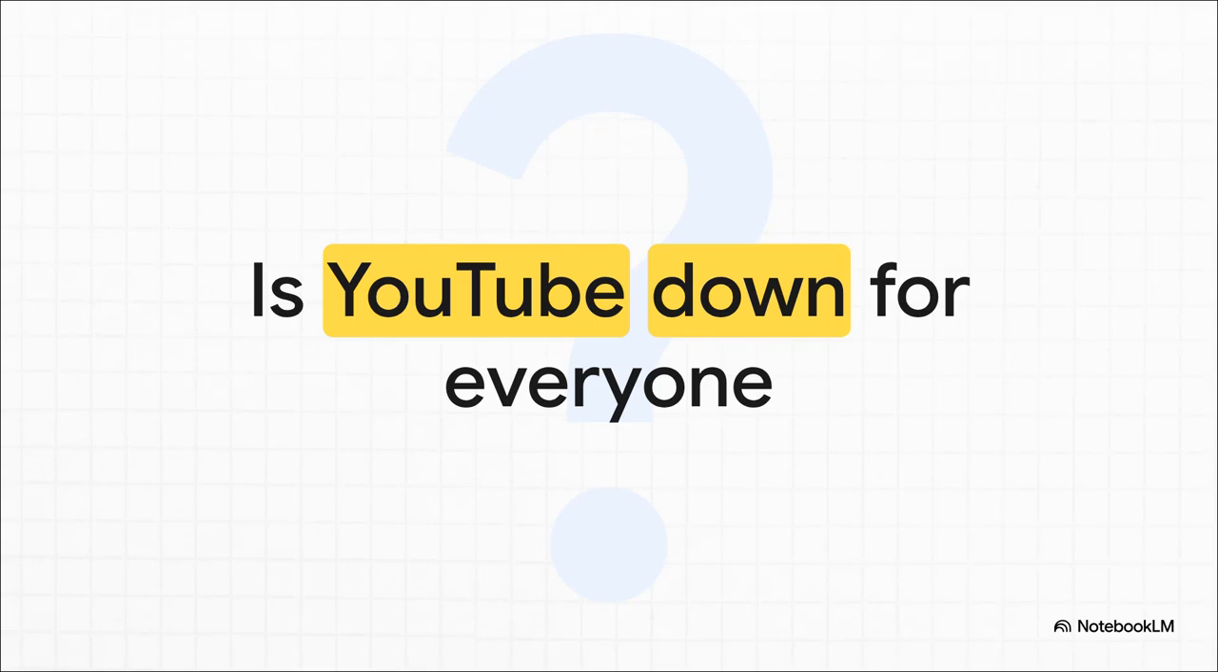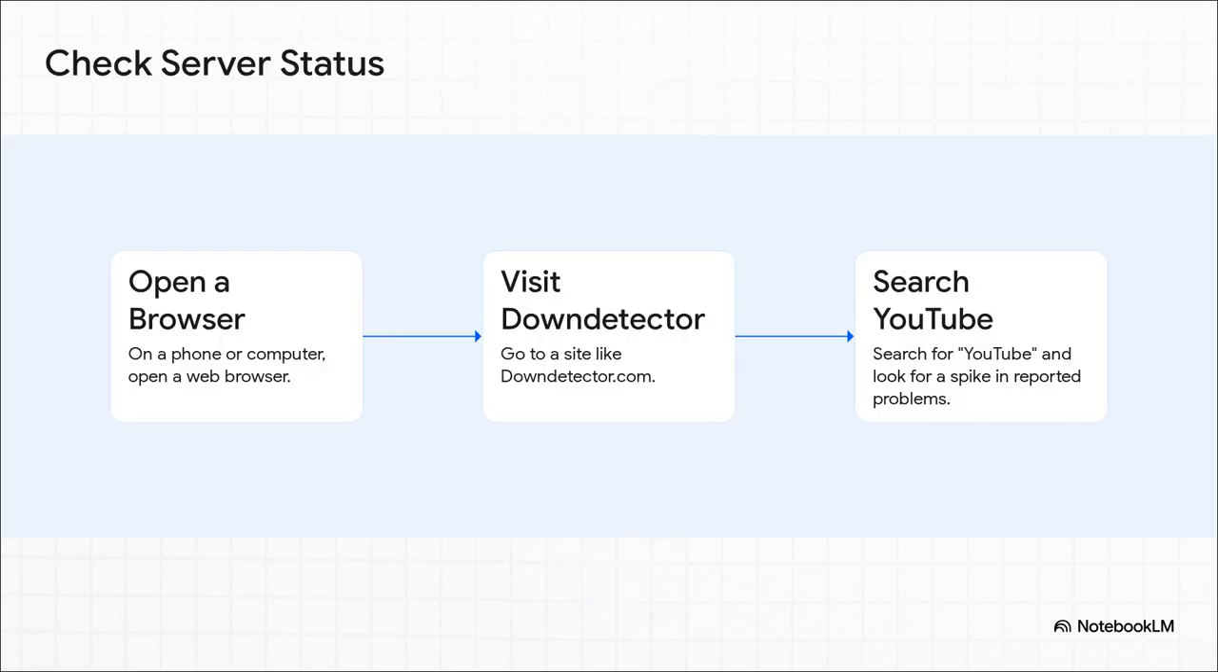First things first, is YouTube down for everyone? Because look, if their servers are offline, no amount of restarting your TV is going to do a single thing. It's super easy to check. Just grab your phone or your computer, open a web browser, and go to a site like downdetector.com. Search for YouTube. Now, if you see this huge sudden spike in reported problems, well, you've got your answer. The issue is on their end. And in that case, really, the only fix is to just be patient and wait for them to sort it.